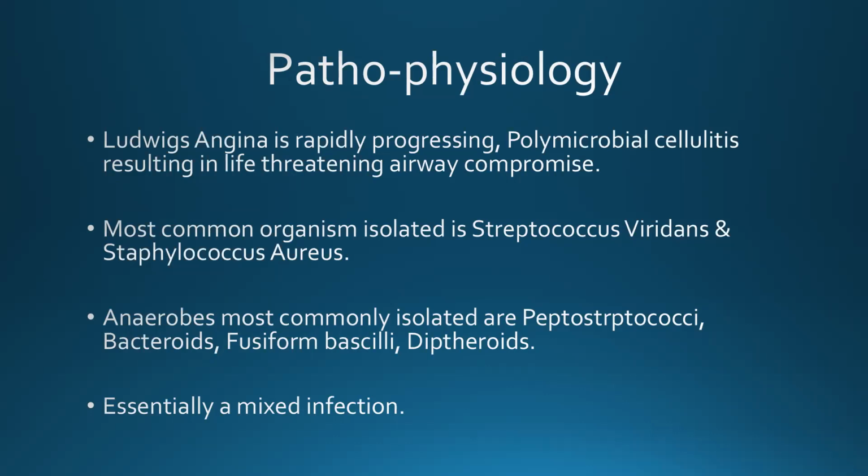Most of the morbidities and mortalities associated with Ludwig's angina are because of airway compromise, which we will discuss subsequently. The most common organisms which are isolated from these infections include Streptococcus viridans and Staphylococcus aureus. Anaerobic organisms like Peptostreptococci, Bacteroides, fusiform bacilli, and diphtheroids are responsible for development of this disease. And this polymicrobial nature of the disease is responsible for rapid and aggressive spread of the disease.